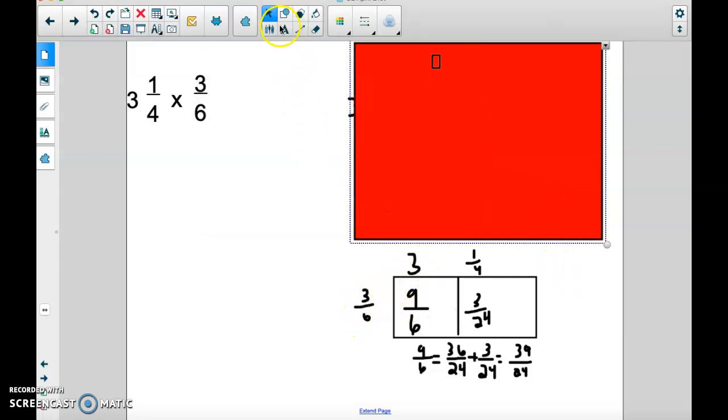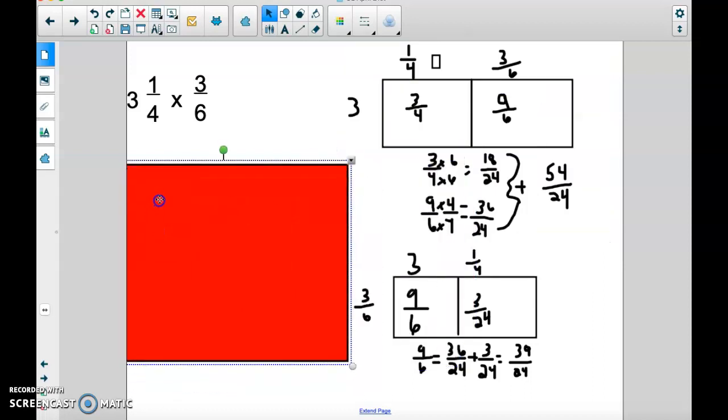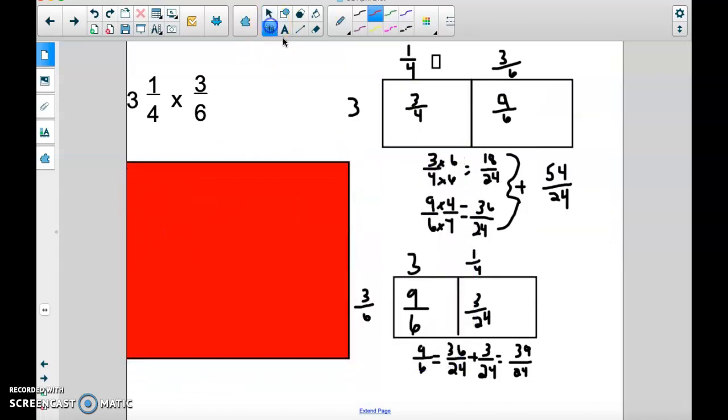We have to set up our problem. Okay, so actually first, let's talk about why it's wrong. 3 1/4 is part of the same number. So that's got to be on the same side of the box. I can't put my whole number here and my fractions here, and I see some people do this as well. This has to be part of the same number. So this should say 3, and the 3/6 is fine here.